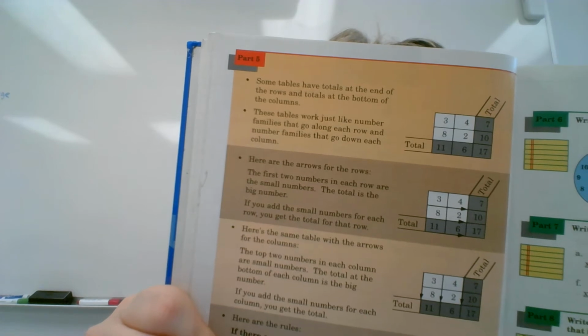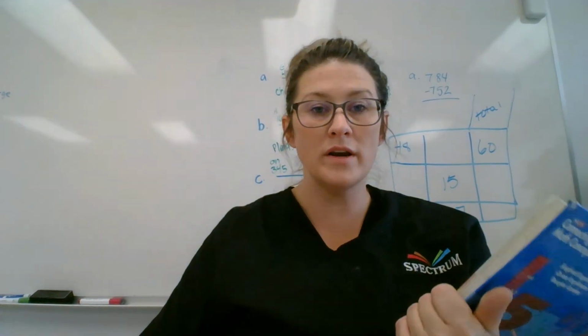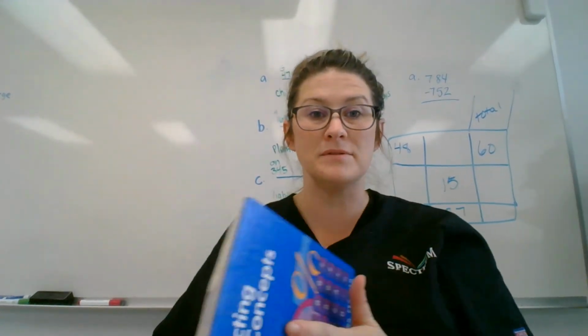I'll read the rules. If there are 2 missing numbers in a row, you can figure out the missing number. If there is only 1 missing number in a row, you can't figure out the missing number. The same rules hold for columns. If there are 2 numbers in a column, you can figure out the missing number. If there's only 1 number in a column, you can't figure out the missing number. Remember those rules. How many numbers have to be in the same row for us to be able to solve the problem? 2. Okay, so if there's only 1 number missing, we have to solve other problems first.